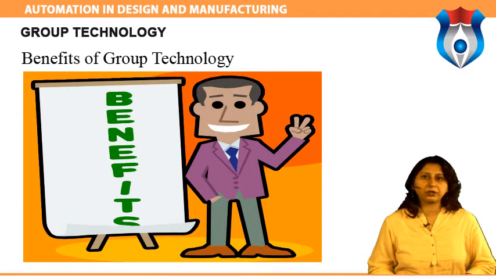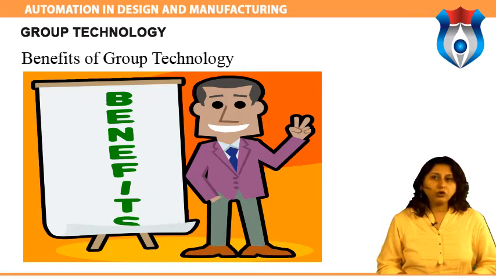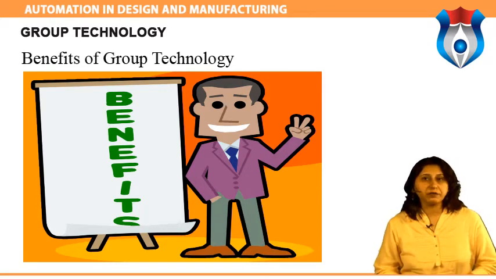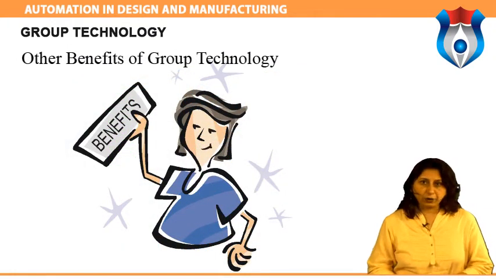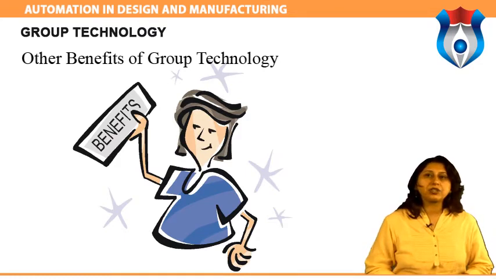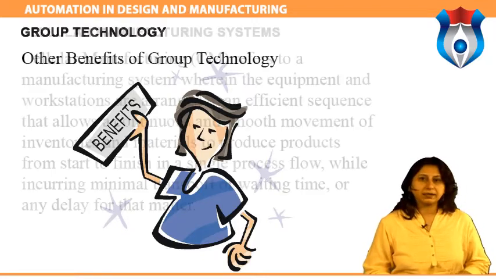Benefits of group technology: throughput time, setup time, overdue orders, production floor space. Other benefits of group technology: easier to justify automation, standardization in design, easier data retrieval, easier, more standardized process plans.